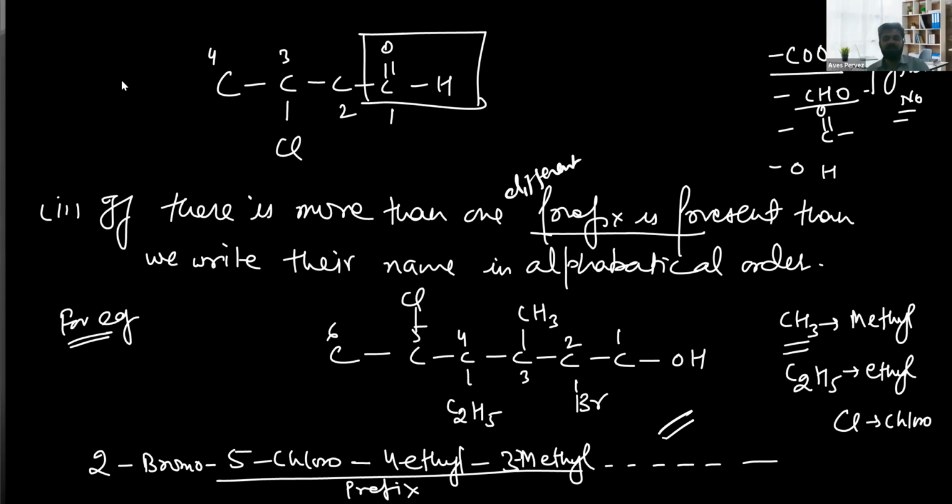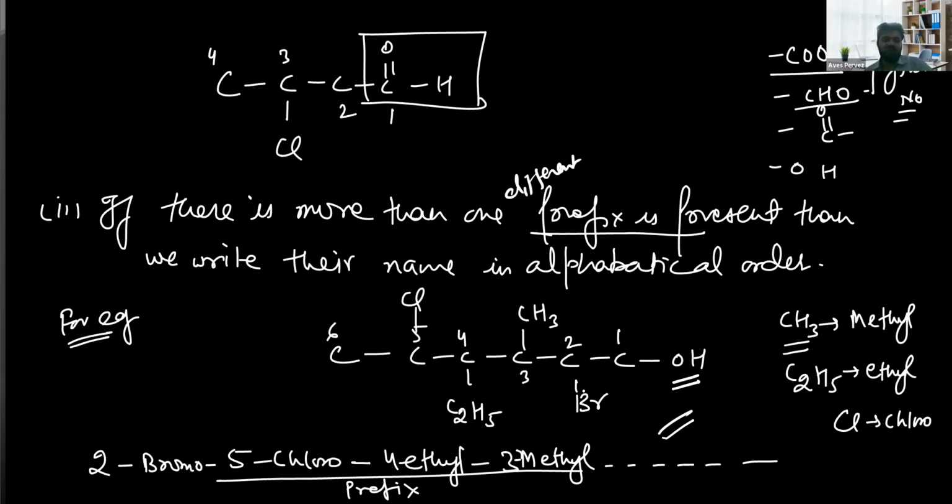Okay, let's start. Their names should be written in alphabetical order. First of all, numbering should start from the main carbon functional group, so this carbon should be given the lowest possible number: 1, 2, 3, 4, 5, 6. We have done the numbering. At position 2 we have bromo. At position 3 we have a one-carbon chain, that is methyl. At position 4 we have an ethyl group, a two-carbon chain. Then we have chloro.